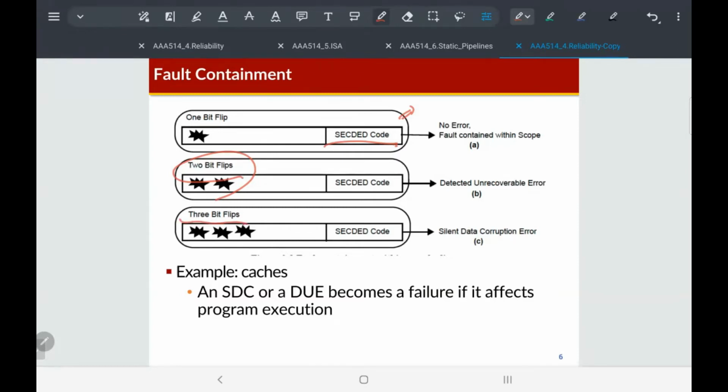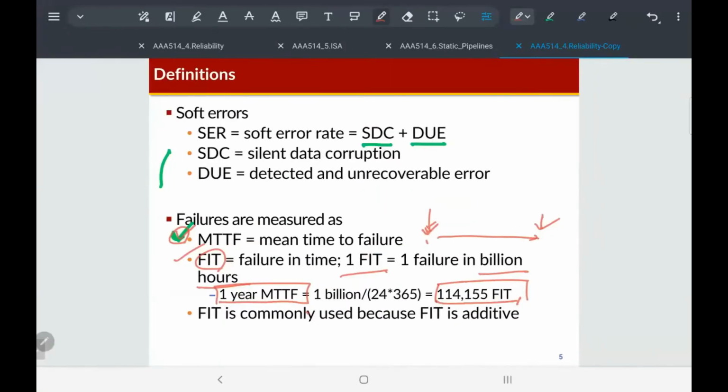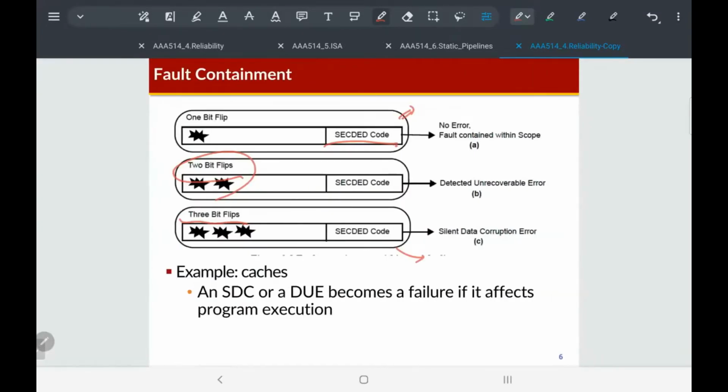How about 3-bit flips? If 3 bits are flipped, then we cannot detect, and also we cannot correct this error. So it can cause SDC, silent data corruption. It can cause some errors, but as I mentioned in the previous class, in these slides, it may not be harmful. It is determined by some states of the processor, so some states of applications.